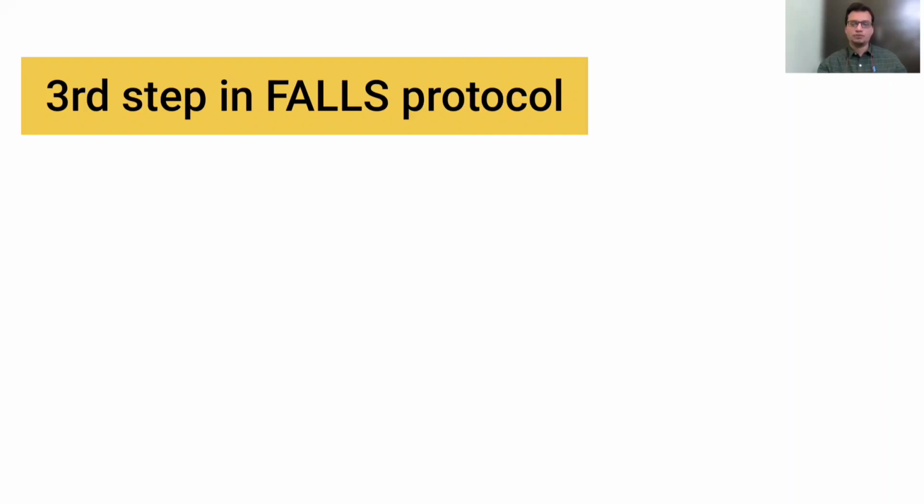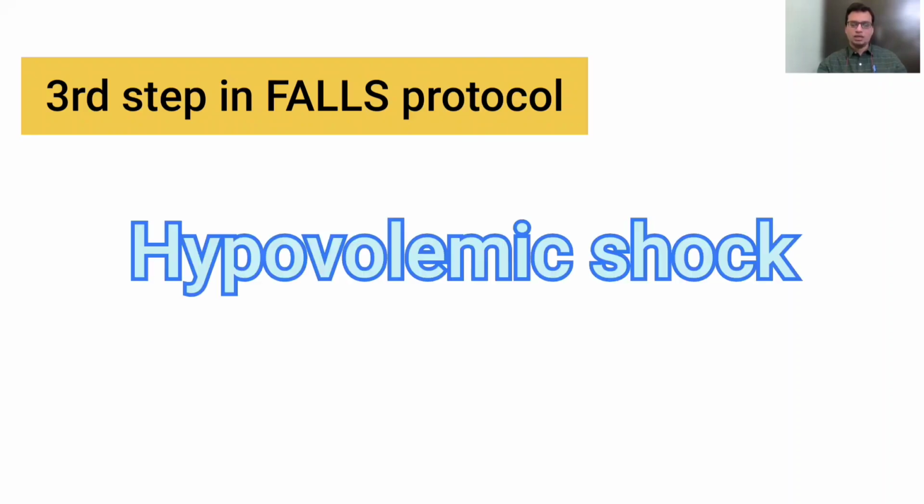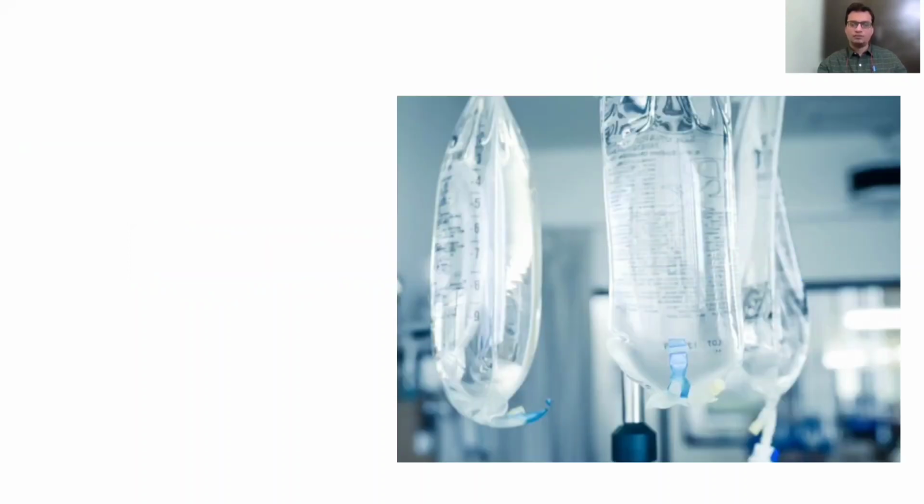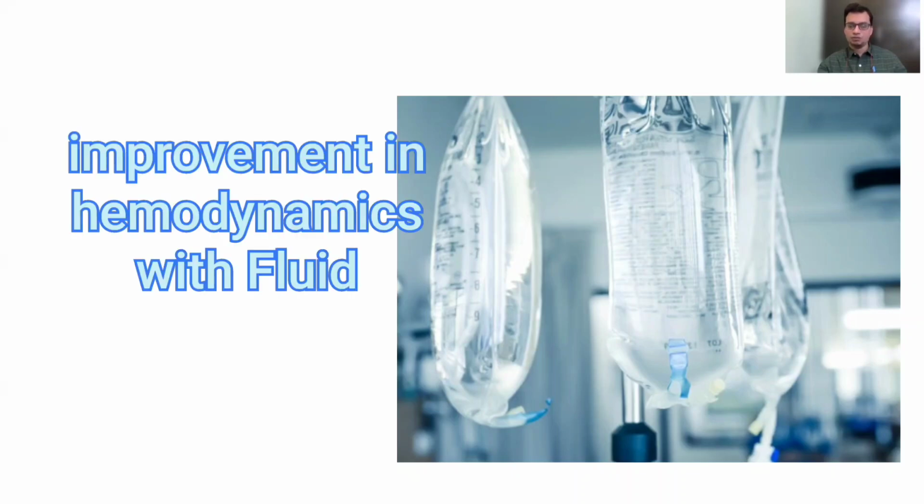After ruling out the distributive and cardiogenic shock, now the third step in the PULSE protocol is to look for hypovolemic shock. At this point of time, fluid therapy is commenced. Now the patient will have the normal lung, that is A profile, and there will be improvement of the circulatory function after fluid therapy if the patient has hypovolemia. So always remember that hypovolemic shock resolves under the fluid therapy.